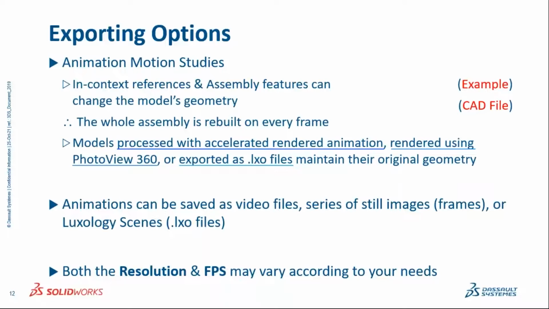So first of all, we have to know that if I'm exporting an animation, and it has assembly features like cut extrudes or any types of assembly features that are only added into the assembly, not the part itself, or if it also has in-context references, for example, relations between that model and an external model, these things can actually change the model's geometry, and we're going to see that in this animation.